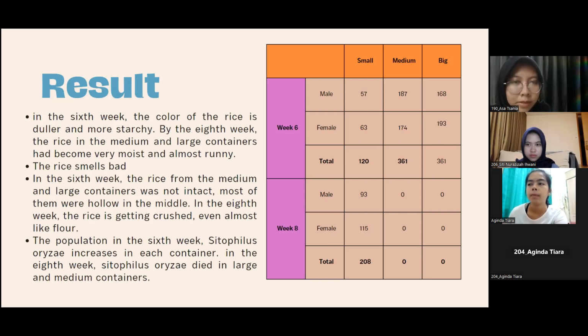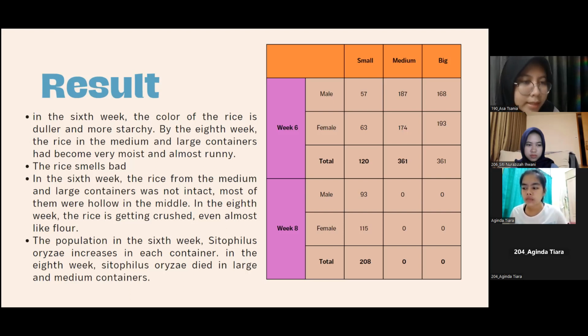And then the table was explained by my friend, and the result we can get in the 6th week: the color of the rice is duller and more starchy. By the 8th week, the rice in the medium and large containers had become very moist and almost runny. And second, the rice smells bad. And third, in the 6th week, the rice from the medium and large containers was not intact. Most of them were hollow in the middle. In the 8th week, the rice is getting crushed, almost like flour.